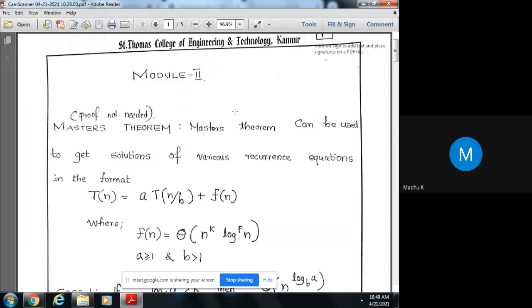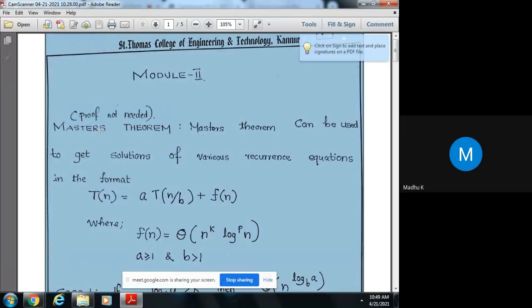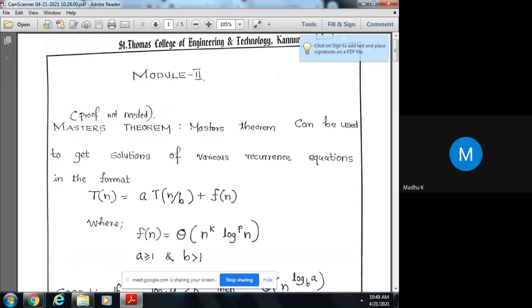We don't want the proof of the theorem. In the KTU syllabus we don't want the proof of the master theorem, so we need to study what is master theorem and how to solve various recurrence equations using master theorem. This is module 2, and what is master theorem?